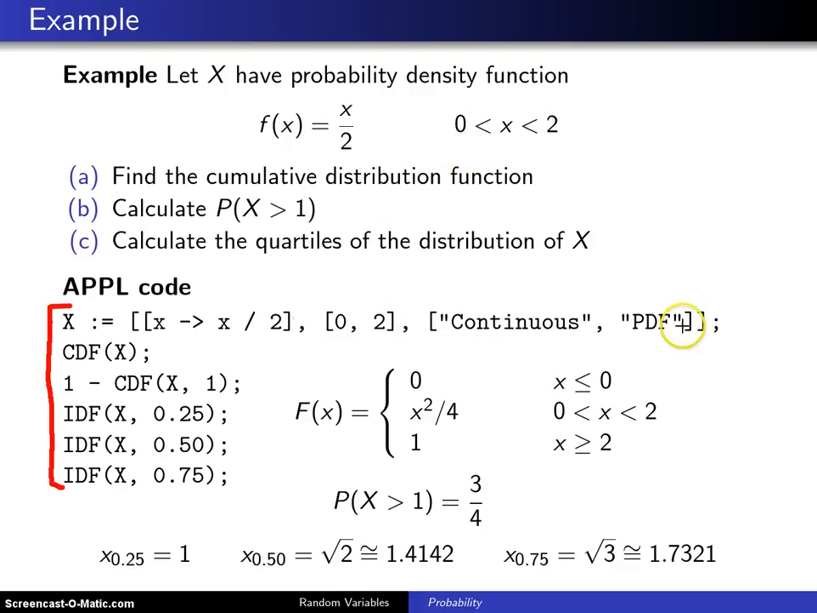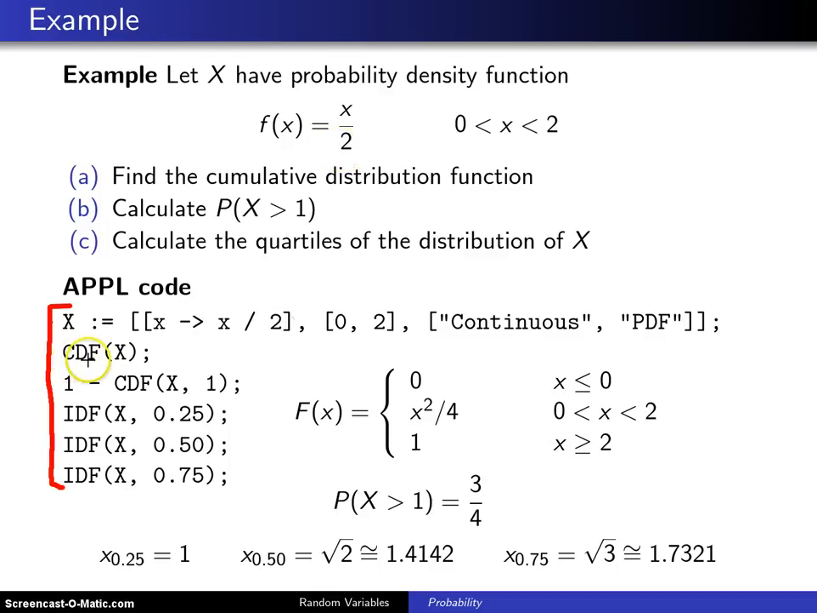The third sublist contains 2 strings. The first string is "Continuous" with a capital C, and that tells you that you have a continuous random variable, and you know that because of the support. The next string is "PDF", which stands for probability density function, in double quotes. All that tells you is that this x over 2 here is a probability density function and not something else.